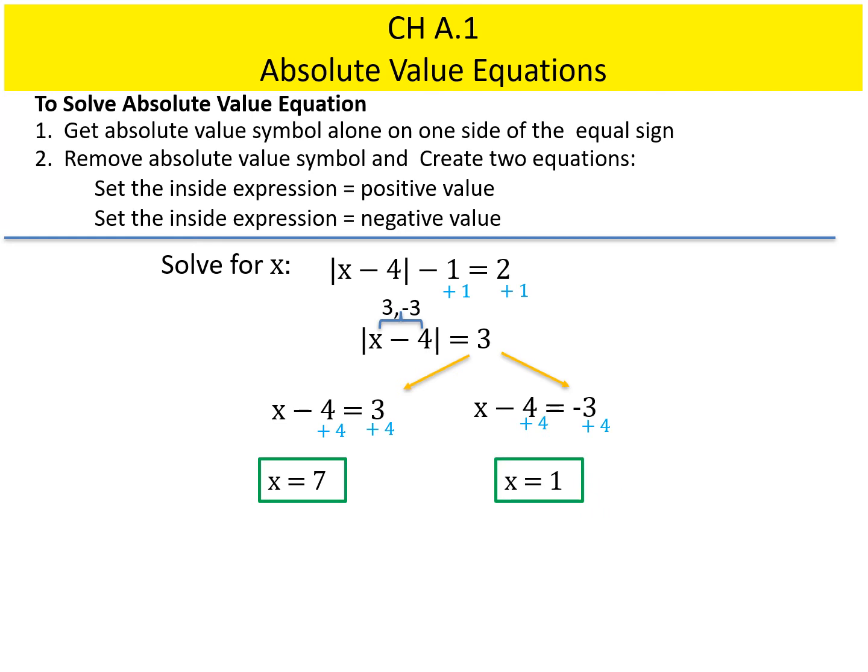Now, these are two possible solutions. In order to know if they're definite solutions, we have to go ahead and put the 7 back in and make sure that it is workable in this equation. And the same thing with the x equals 1. So we're going to go ahead and do a check for x equals 7. And we take the 7 and we're going to substitute it for x in the original equation.